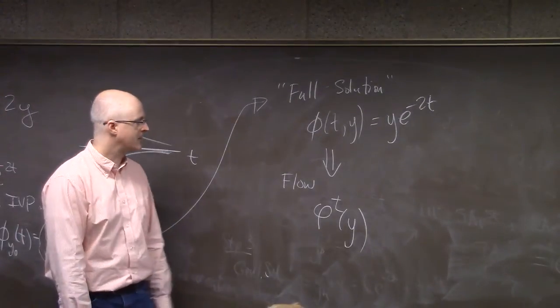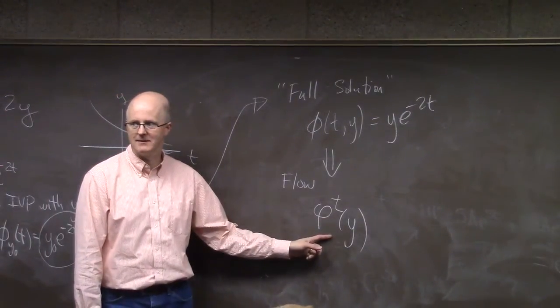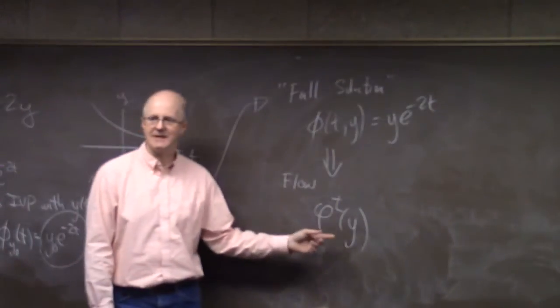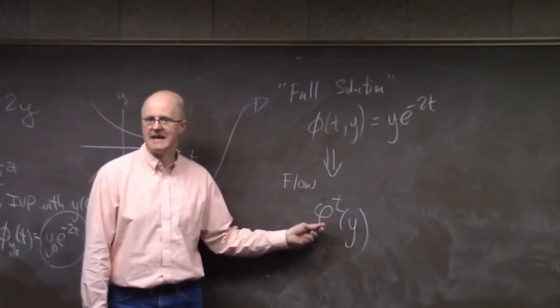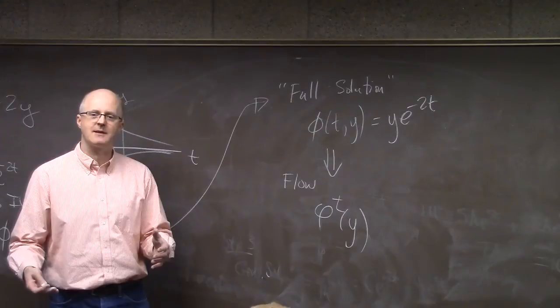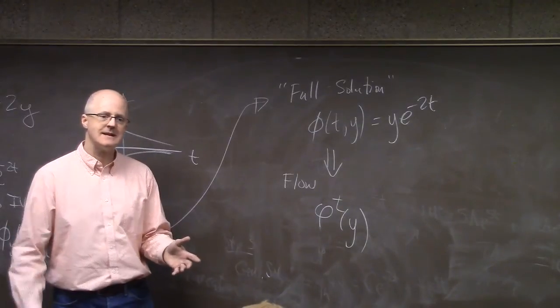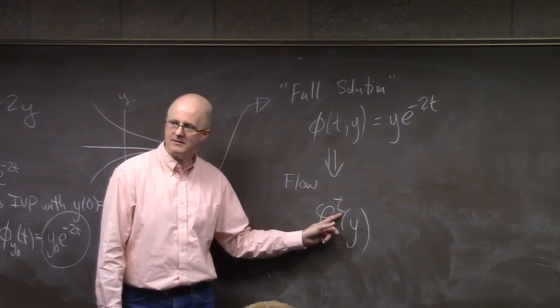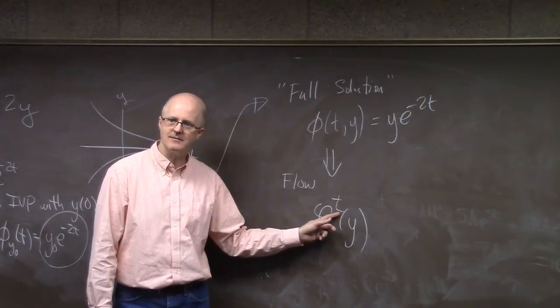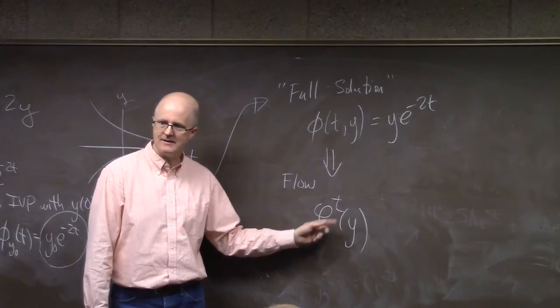Some people put the t in a subscript, kind of like this y0 is in a subscript. I prefer putting it in a superscript because we're going to see that this thing ends up satisfying some properties that are similar to exponents. This t is not an exponent, but we'll see that it kind of acts like an exponent. And that's in the reading.